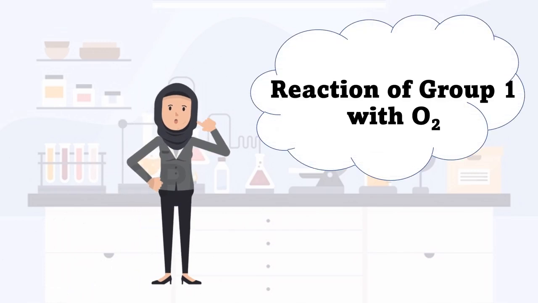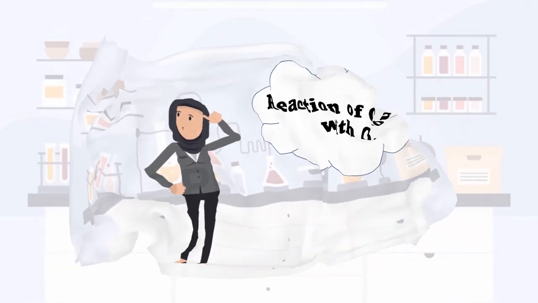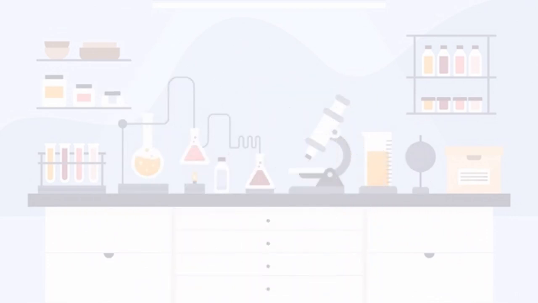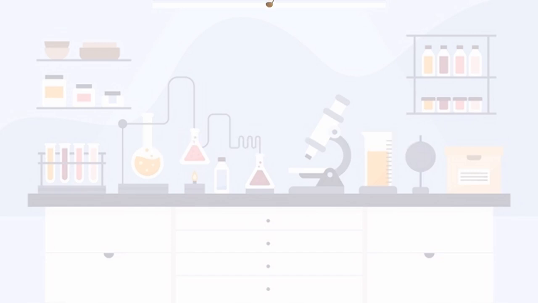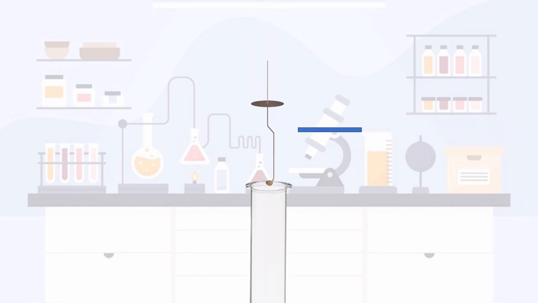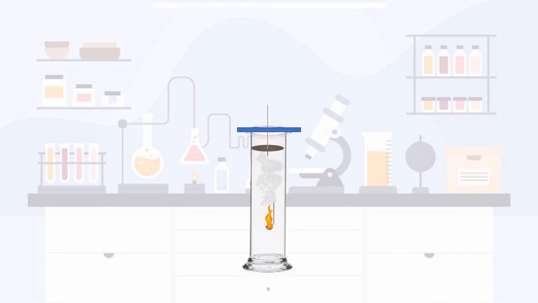Next is the reaction between group 1 with oxygen. When group 1 metal reacts with oxygen gas, it will produce metal oxide, and this metal oxide will dissolve in water to produce alkali. Lithium, sodium, and potassium burn in a gas jar and produce white oxide powder after reacting with oxygen. The white powder is the oxide of lithium, sodium, and potassium.